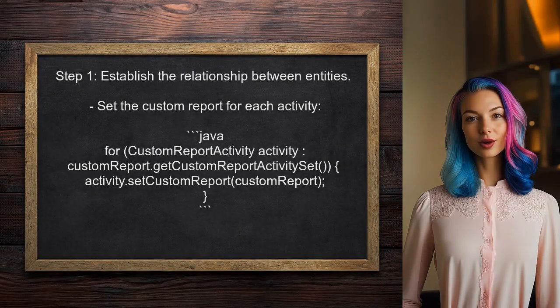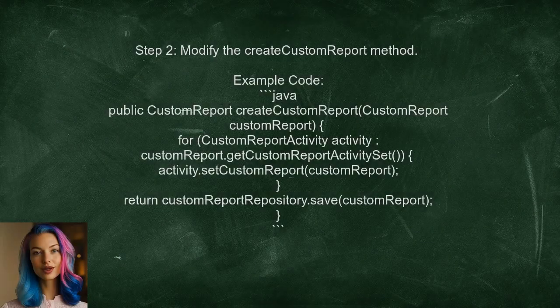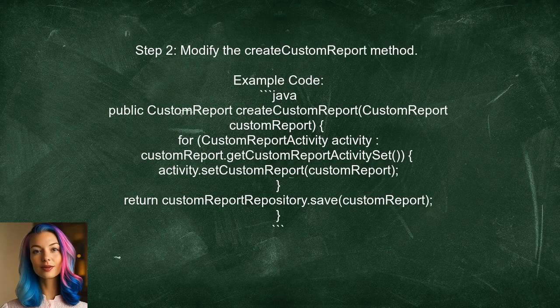To save both entities in one operation, the user needs to ensure that the relationship between the custom report and custom report activity entities is properly established. This means setting the custom report for each activity before saving. Next, the user should modify the Create Custom Report method in the Custom Report Service class.